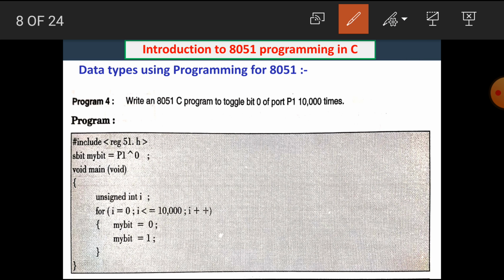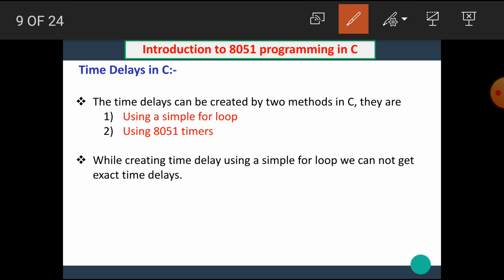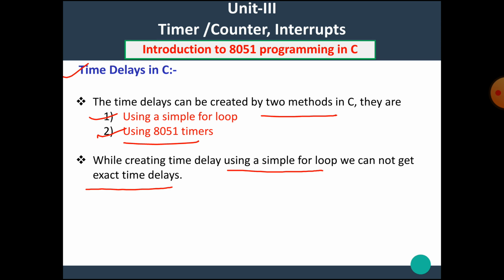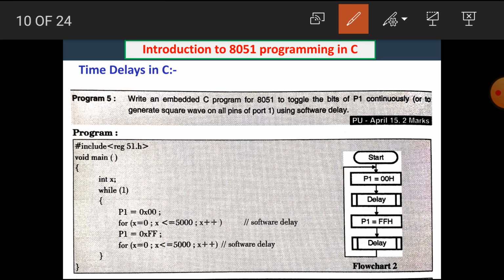I hope you all understand the C program. Now the next point is time delays in C. The time delays can be created by two methods in C language. They are using a simple for loop and using 8051 timers. While creating time delay using a simple for loop, we cannot get exact time delays. If we use a for loop to generate a specific time delay, then it may be possible that the generated time delay is not accurate. To get the accurate time delay, we have to use 8051 timers. Okay, now let's see the example, or the program, on it.